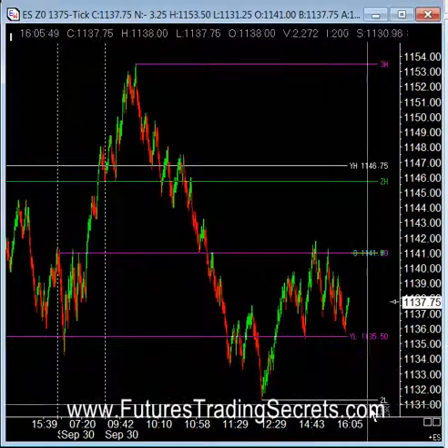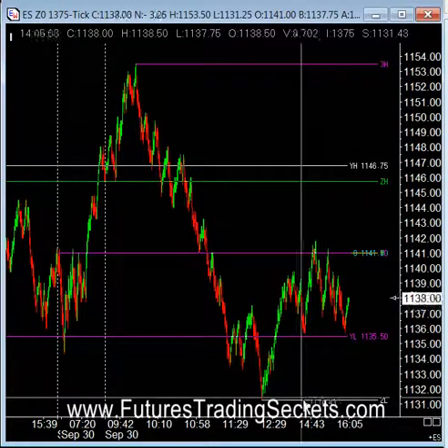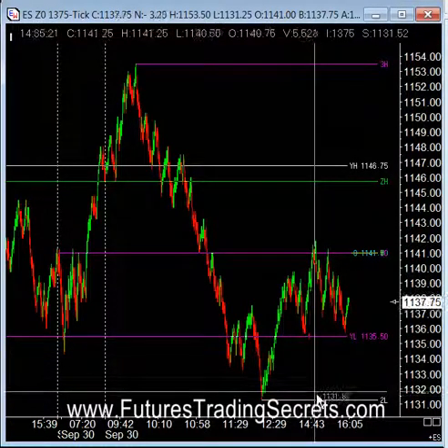So I hope this helps. Experiment with this. Take a look at it. It doesn't work this way almost every day, but it is very consistent between the resistance and support levels.